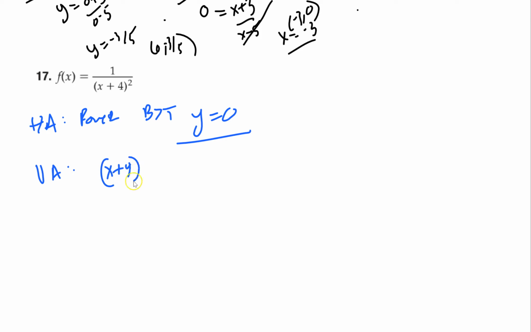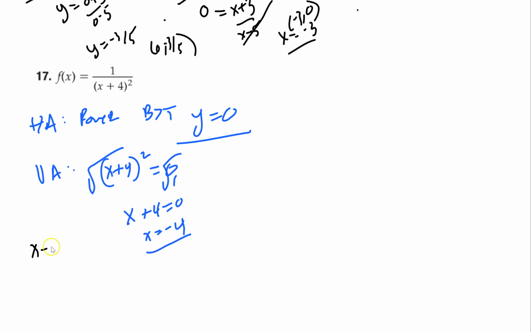Now in this case it has a square, so we square root it. I get x plus 4 equals 0, x equals -4. That's my vertical asymptote. And like we've been doing, let's find the x and y intercepts.